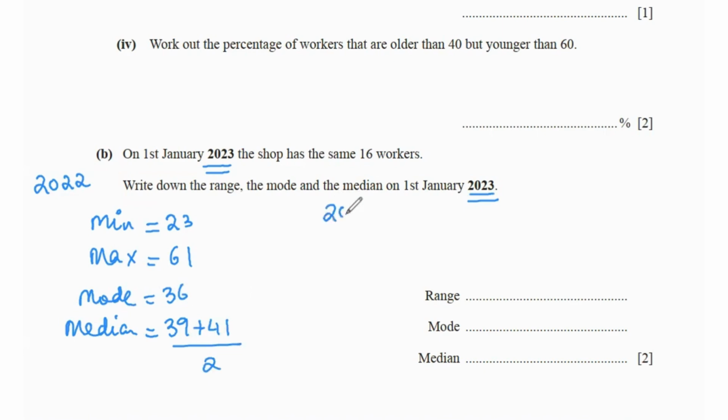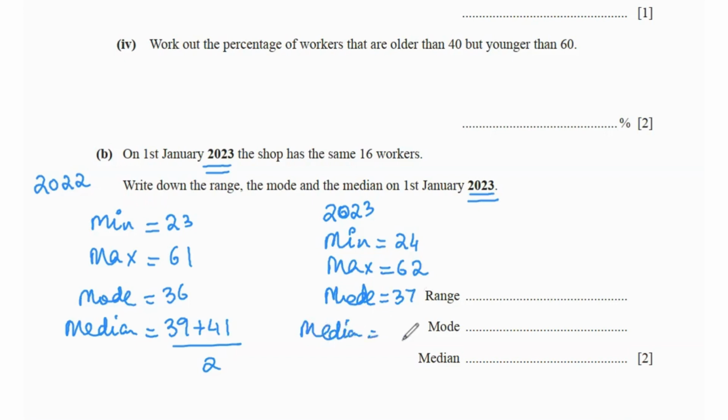So for 2023, what's going to happen is that when you add 1 to the minimum value, that's going to give us 24. The maximum value is going to become 62. Your mode is going to become 37. And your median will be 40 plus 42 divided by 2, which is 41. So median is 41 now. Mode is 37. And for your range, that's still going to be the same, because when we subtract the 2, that's still 38.